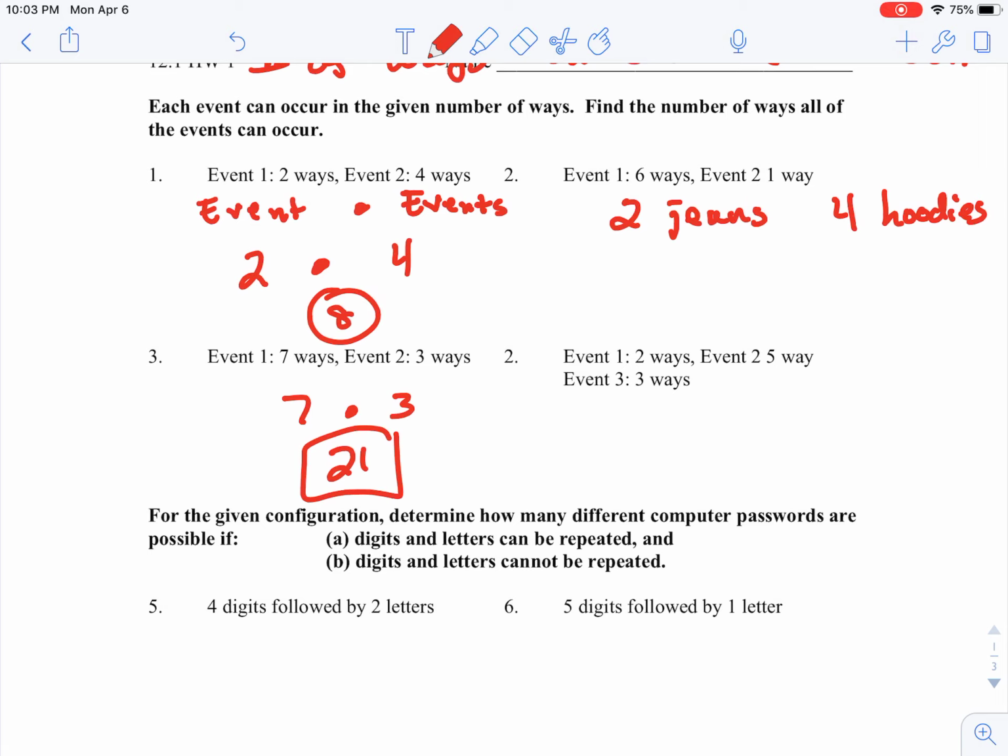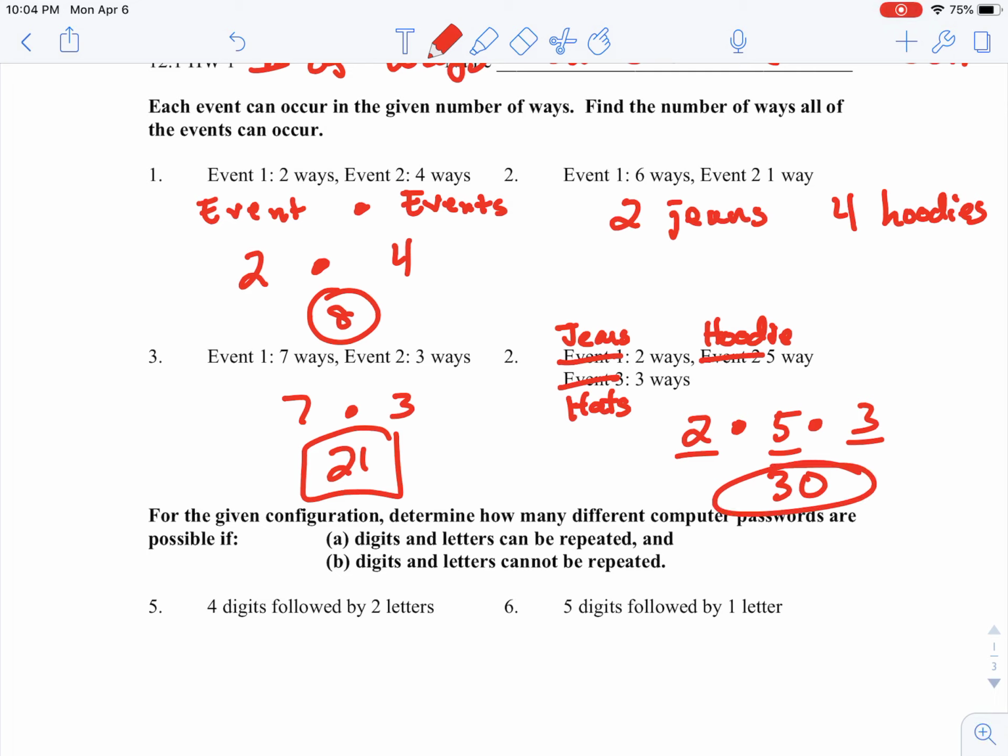2 ways. Event 2 is 5 ways. Event 3 is 3 ways. These event numbers really mean nothing. It's kind of like saying jeans, hoodies, hats. Okay, those numbers are just a description. Those numbers aren't math. Okay, it's just a name. So 2 times 5 times 3, 10 times 3 is 30. All you got to do is multiply.